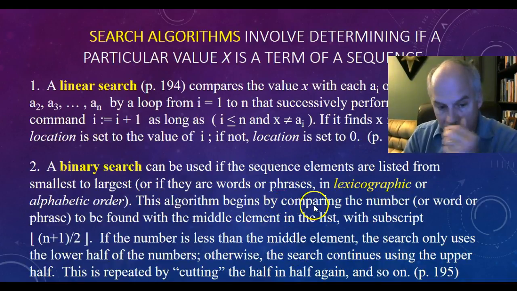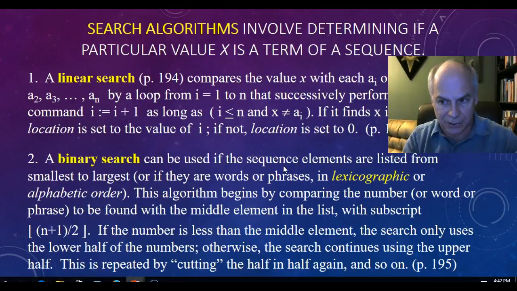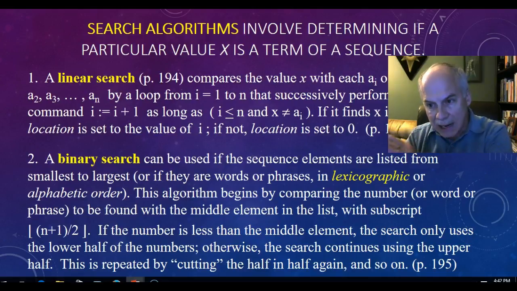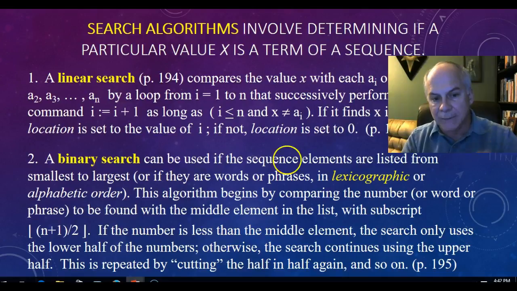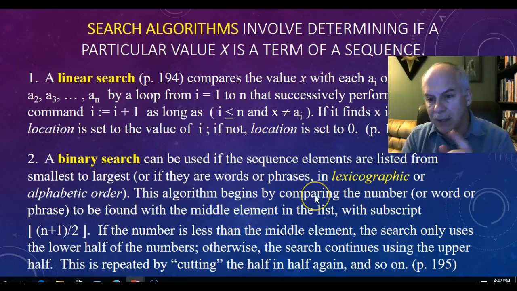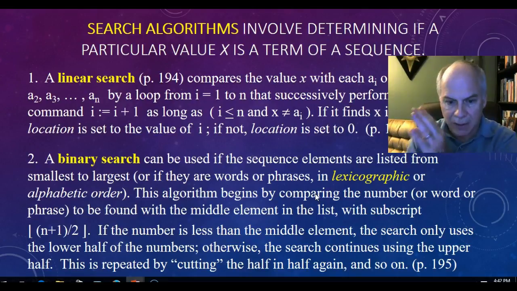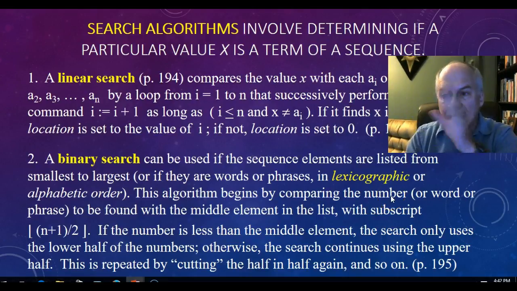Secondly, a binary search can be used if the sequence elements are listed from smallest to largest. That's a requirement for using the binary search. You've got to have the elements listed from the lowest to the highest, or in lexicographic or alphabetical order if they're not numbers. The algorithm begins by comparing the number, word, or phrase to be found, in other words the X, with the middle element in the list.